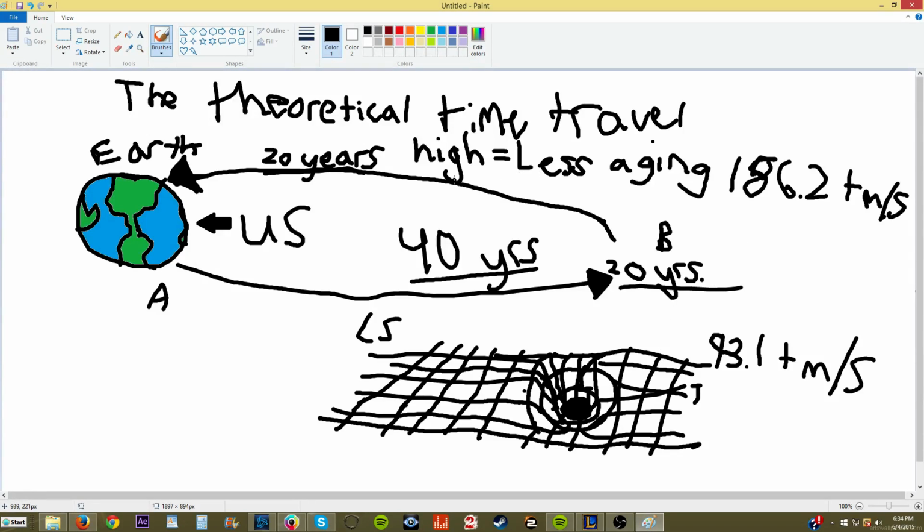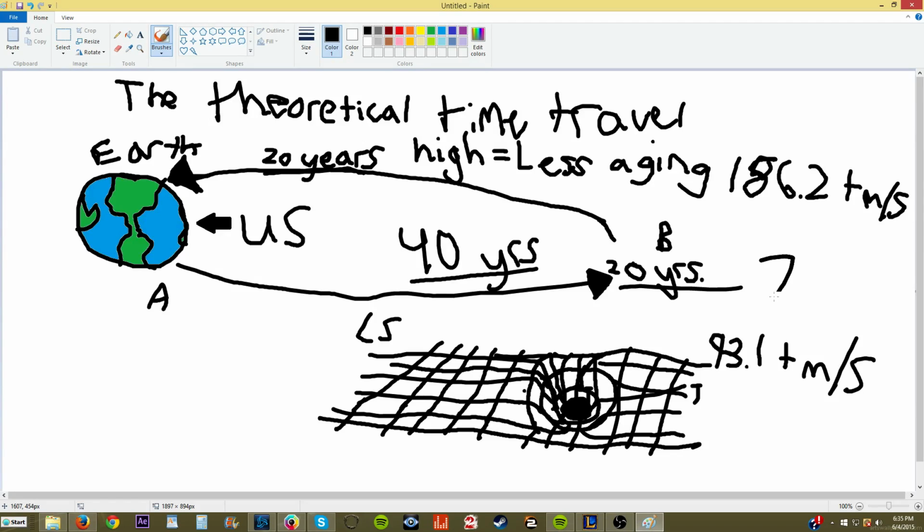So, alright, now I want to go back up here. High traveling speed means less aging, and then lower is the equivalent to that on Earth, because we live on Earth. The speed of light is 186.2 thousand miles per second. So if you're traveling at the speed of light, then it would only take you a fraction of the time of 40 years.